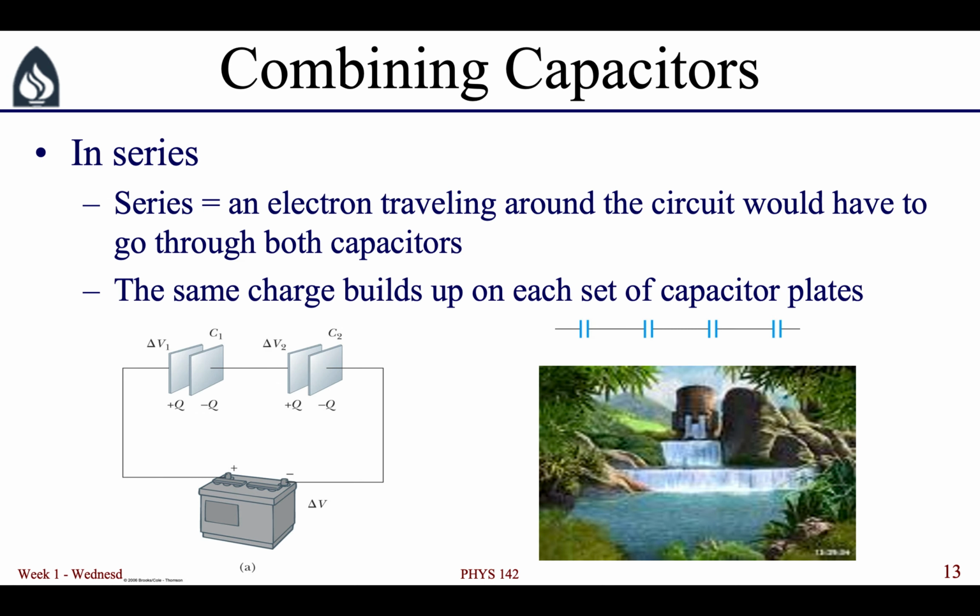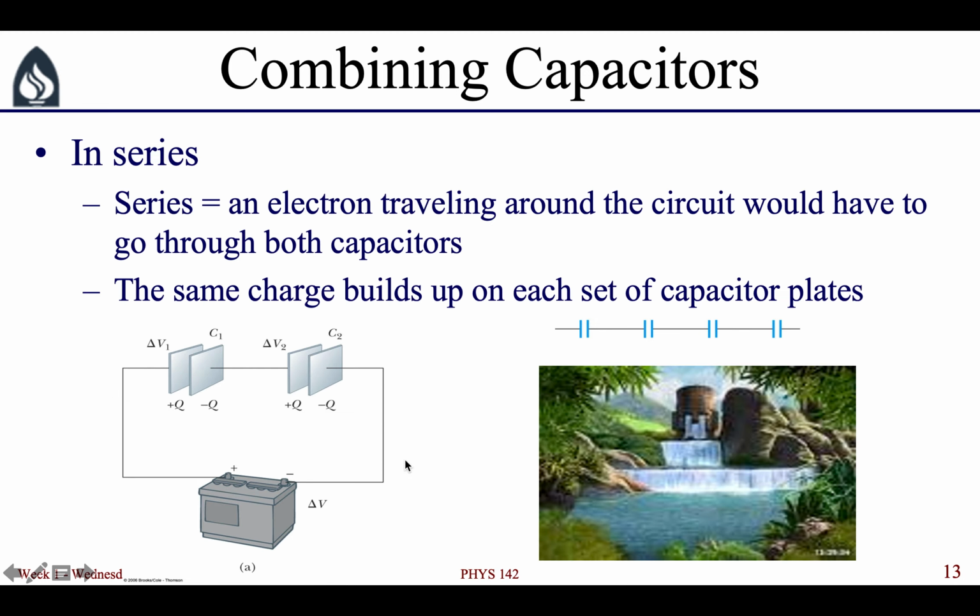There is another arrangement of capacitors that's possible, and that is in series. So for capacitors in series, if you had an electron traveling around the circuit, now of course you can't have a single electron travel completely around the circuit. It would basically come to this plate, get stuck, and then an electron from this plate would go around and then go to the second capacitor, and then an electron from this plate would head back to the battery.